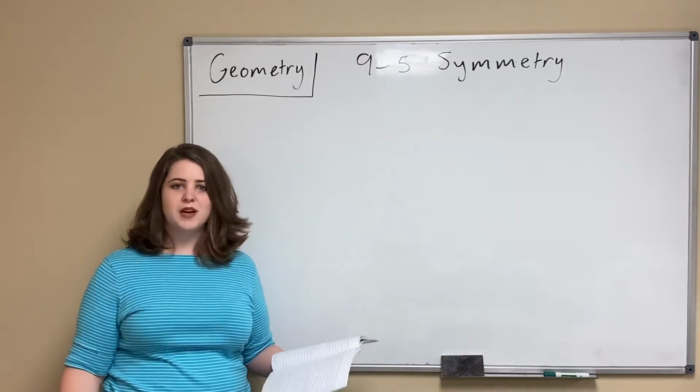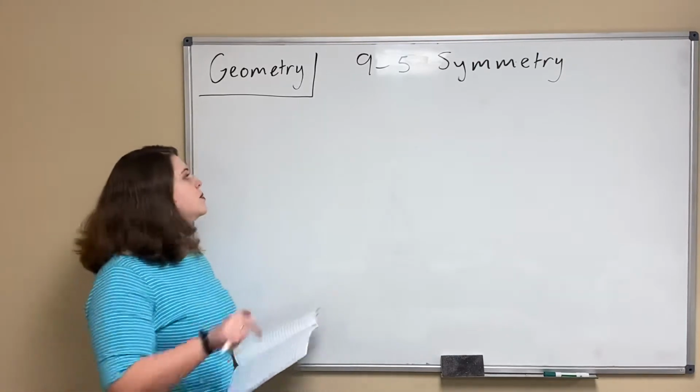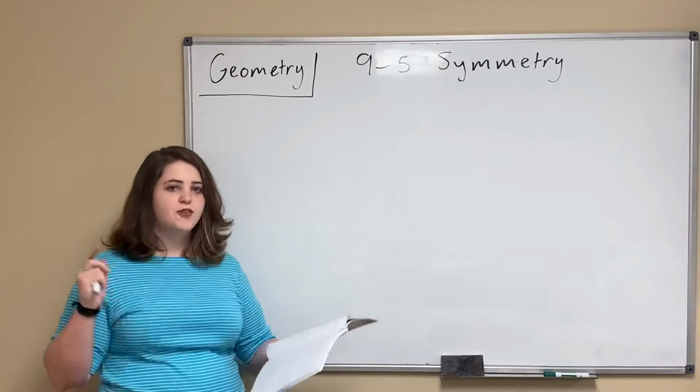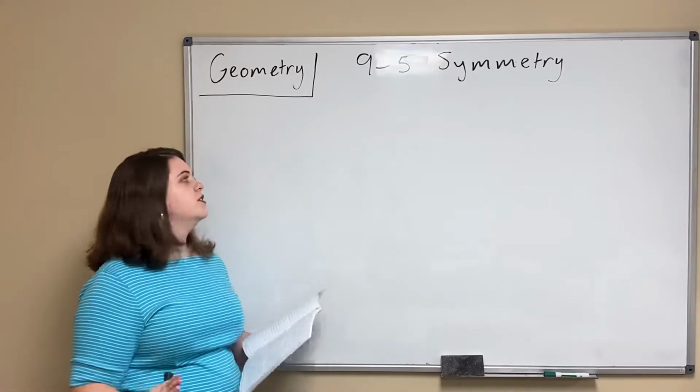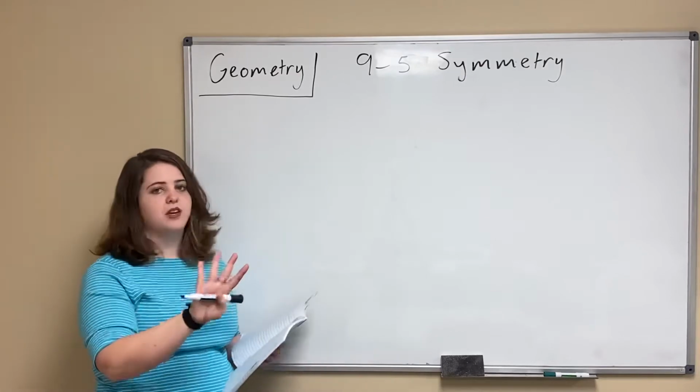Okay, welcome back to math class. Today we're going to be talking about symmetry. If a shape has symmetry, that means I can draw a line through a figure in such a way that it would map the figure onto itself.